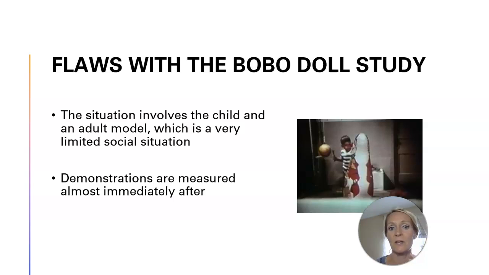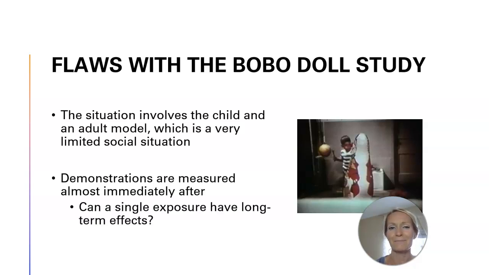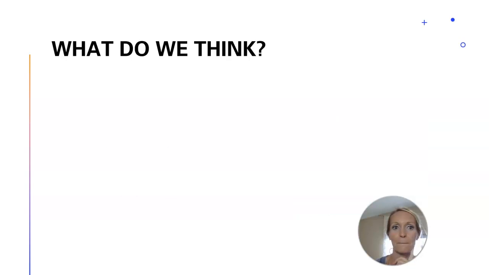Also, the demonstrations are measured almost immediately after. So they watched the child then with the Bobo doll as soon as they had observed something, or if they had been in the control group, just coloring. Can a single exposure have long-term effects? That's one of the questions we really have about this. And there's a lot of research out there that pulls upon this theory, but we don't have a lot of evidence to suggest some long-term change based on just social learning and observing.